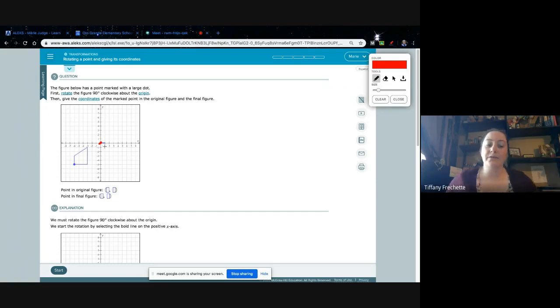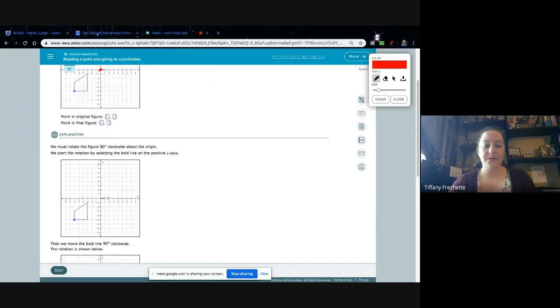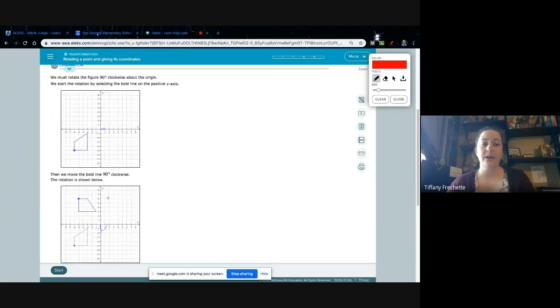Whenever they reference the origin, or really when we're starting on a coordinate grid, a coordinate plane, we should start at this origin. All right, so then this is what it looks like, what we're going to type into. So let's scroll down here and see what they start doing. So we must rotate the figure 90 degrees clockwise about the origin. We start the rotation by selecting the bold line in the positive x-axis.